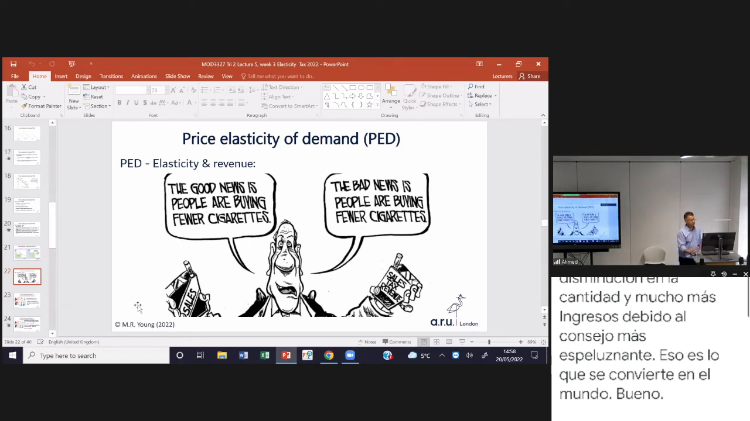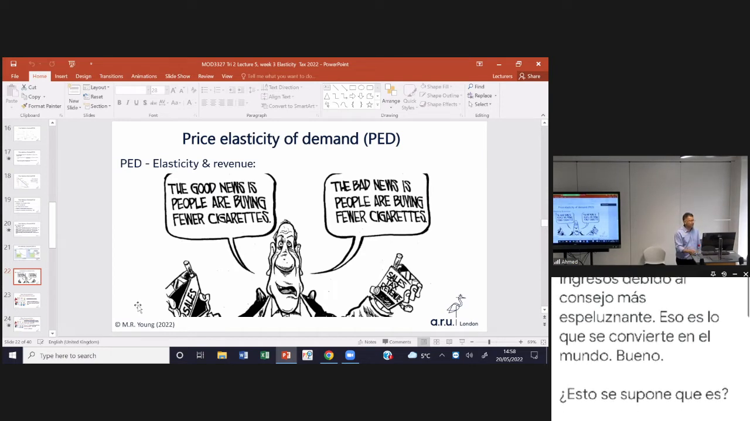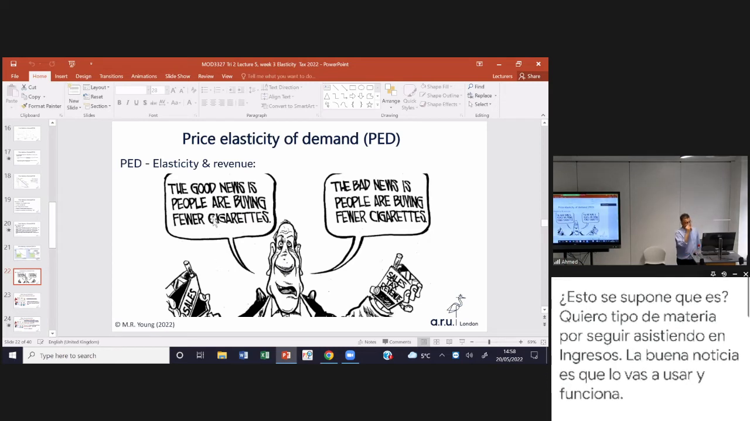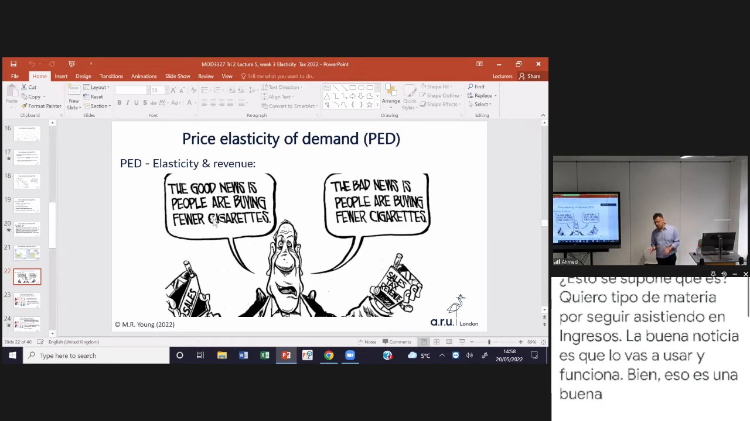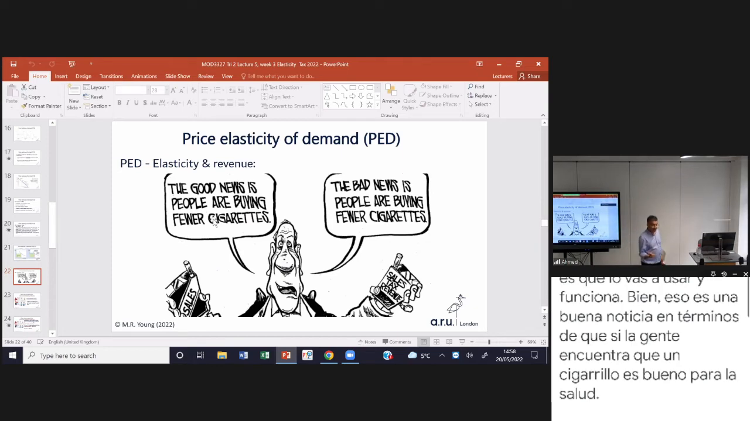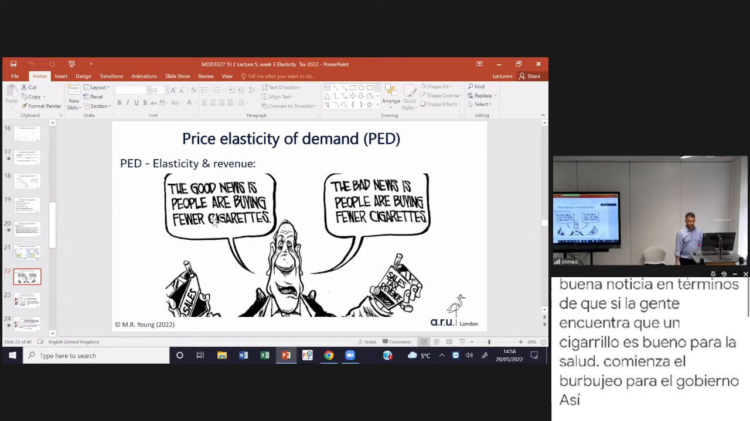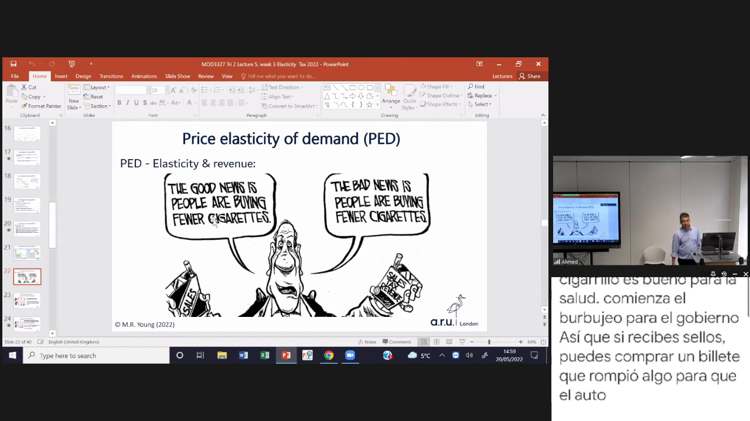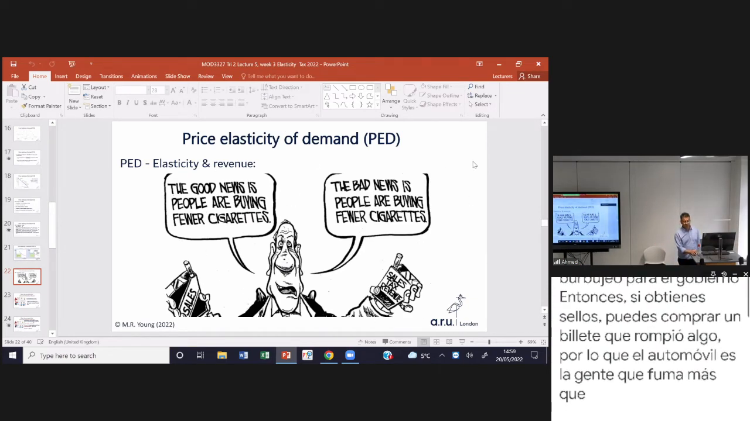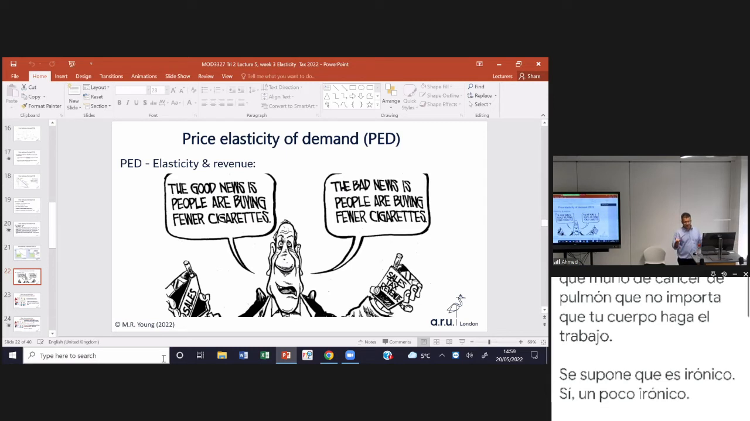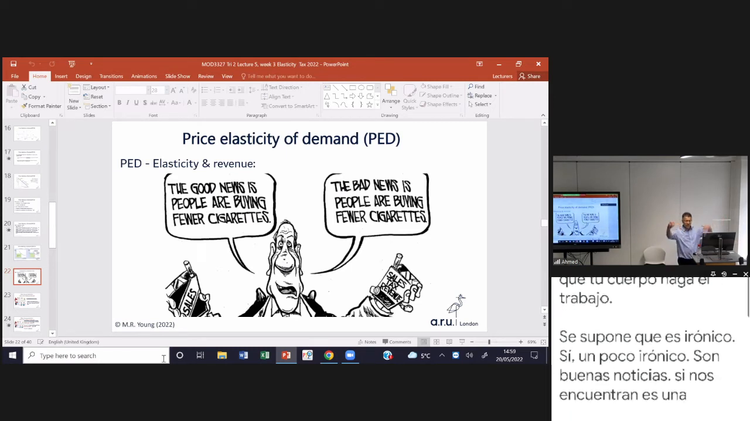This is supposed to be the ironic matter of price elasticity and revenue. The good news is people are buying fewer cigarettes, right? That's good news for their health. But it might be bad for tax. The government wants tax, so if it gets taxed, it can build roads and things. So if people smoke more, they die of lung cancer, but never mind, the government can build a road. It's supposed to be a bit ironic, yes? It's good news if they buy fewer cigarettes, and it's bad news. The irony is that there's more than one side to it, okay?